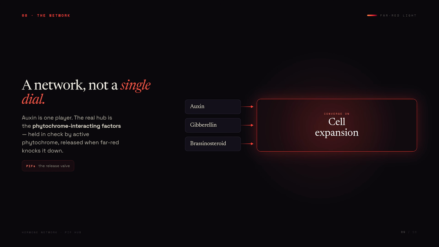Two other hormones matter just as much here: gibberellin and brassinosteroid. Gibberellin does something elegant. It clears away a set of brake proteins that were holding those middlemen back, so the elongation signal amplifies on itself. So the honest picture is not one hormone you dial like a thermostat. It's a small network, auxin, gibberellin, and brassinosteroid, all converging on the same outcome. Cell expansion. I'm laboring this because precision matters. If someone tells you a specific far red recipe surgically controls a single hormone, be skeptical. What you're really doing is nudging a whole network in one direction. That's still powerful, it's just not surgical.